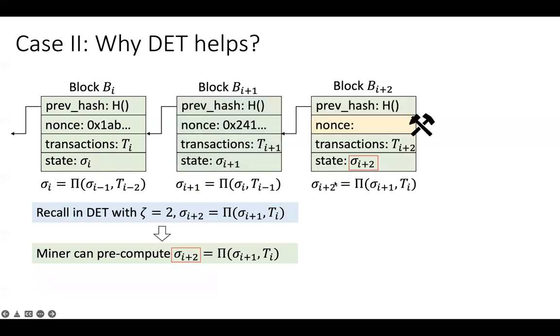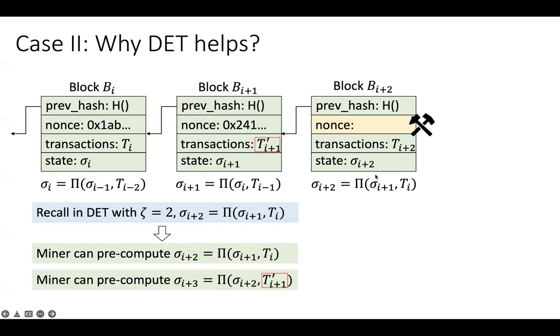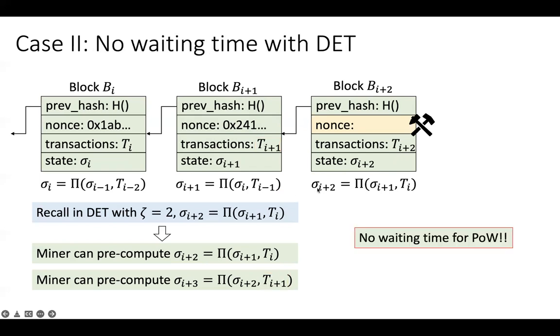Nevertheless, the miner can immediately start proof of work for block b i+2 because it already has sigma i+2. And in the meantime, the miner can compute the updated sigma i+3 using the new set of transactions that it received as part of block b i+1. What it shows is that even in case 2, DET ensures that there is no waiting time for proof of work.